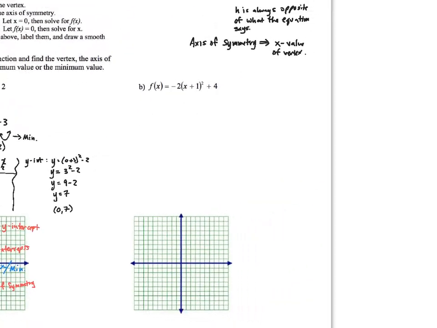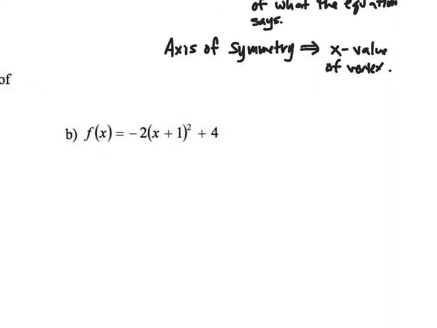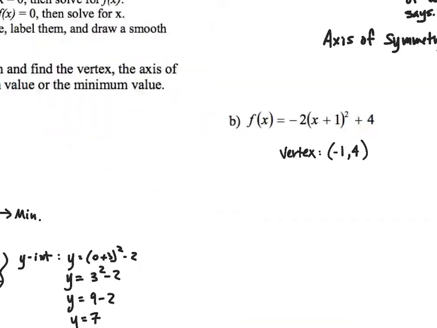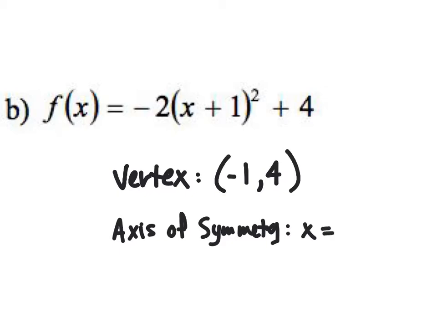Okay, in this one we have the function f of x is equal to -2 times the quantity x plus 1 squared plus 4. All right, so let's first find the vertex. The vertex is going to be the point -1, 4. What else do we need to find? The axis of symmetry is going to be at -1, so the axis of symmetry is x equals -1.